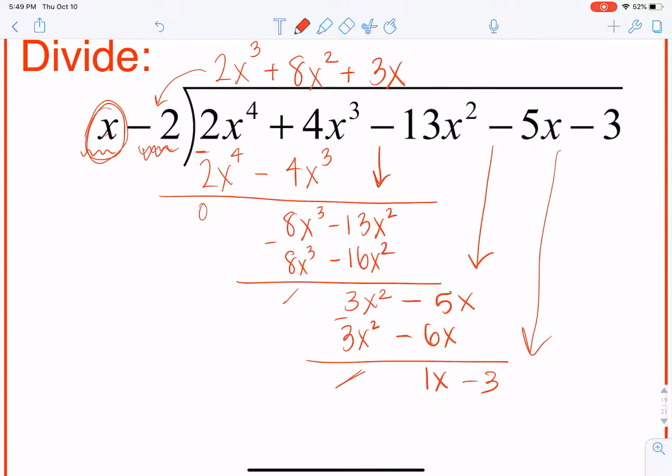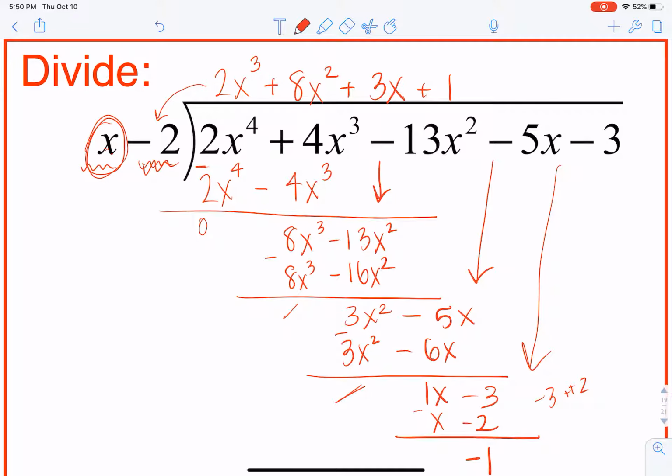So now what do I have to multiply x by in order to get to x? I can multiply that by 1. 1 times x is x, and 1 times negative 2 is negative 2. I can subtract here: negative 3 minus negative 2, and that's going to leave me with negative 1. So my answer here, the way that I'll tack my answer on in the end, I have a remainder of negative 1 over x minus 2.